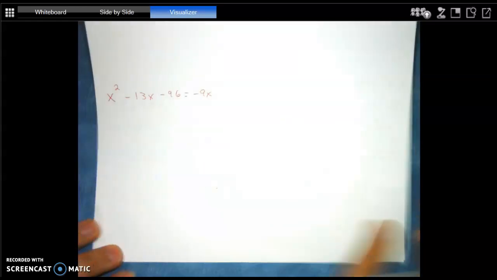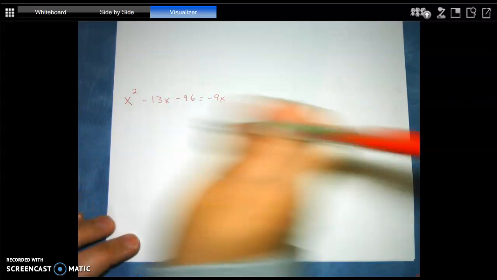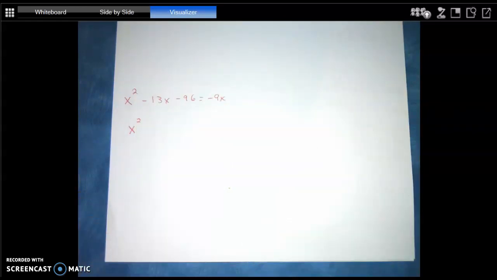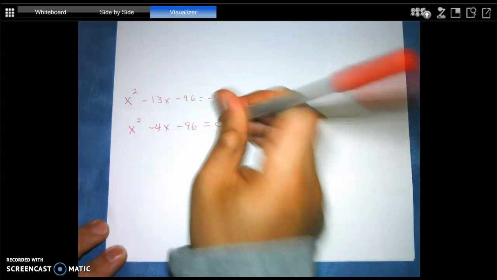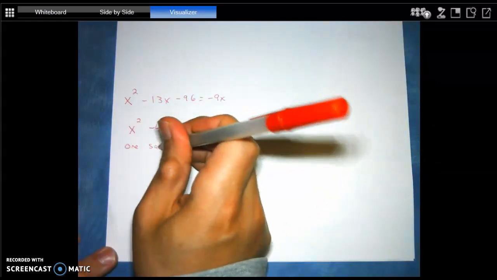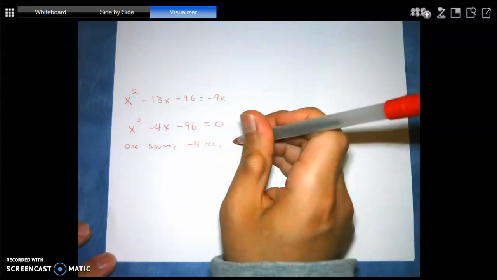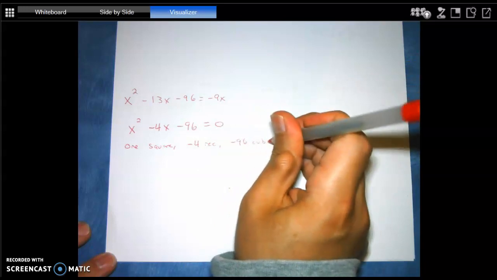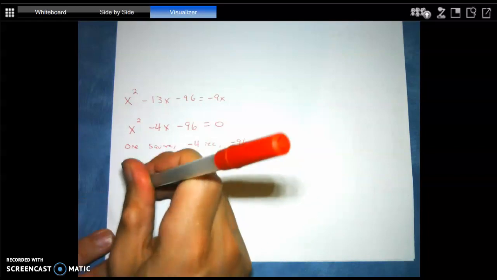Okay, let's try one more. Pause the video again, try this one on your own, and then come back and see how you did. Okay, welcome back. So x squared, and then I just have to move that 9x over. So that's minus 4x minus 96. So I have 1 square, negative 4 rectangles, and negative 96 cubes. In the hole again with the cubes. Dang. Okay, so 1 square is not bad.